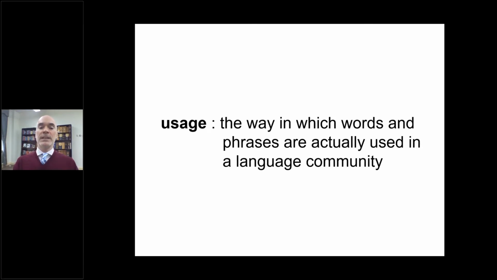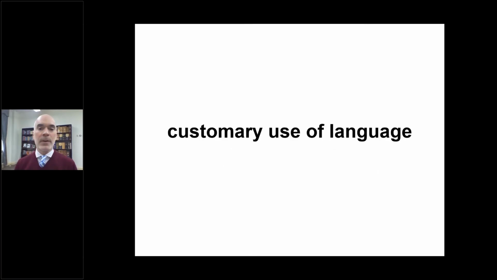So usage is the way in which words or phrases are actually used in a language community. This is the dictionary definition of usage in the linguistic context. And this is really what we're talking about today. And notice it says the way they are actually used, not in some sort of idealized or platonic sealed sense, closed circuit. It means that the way that people actually use the words over time becomes the way that the words are defined and expressed in the dictionary. And this is the customary use of language.